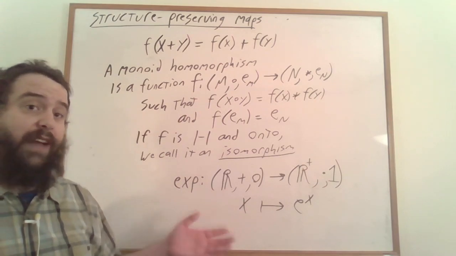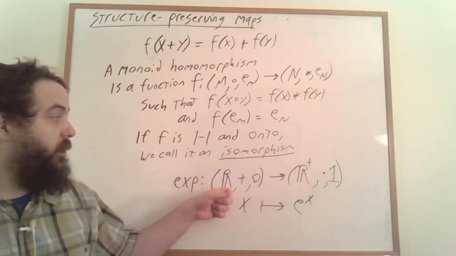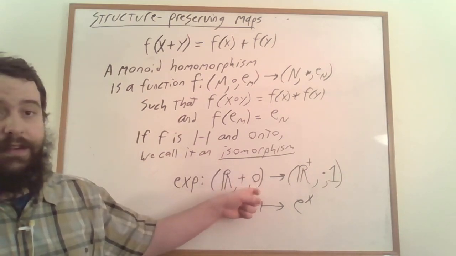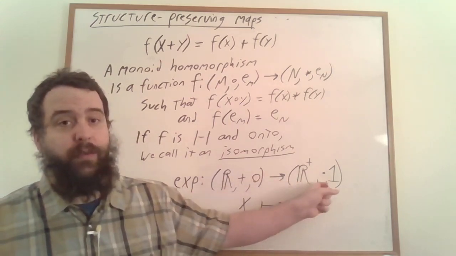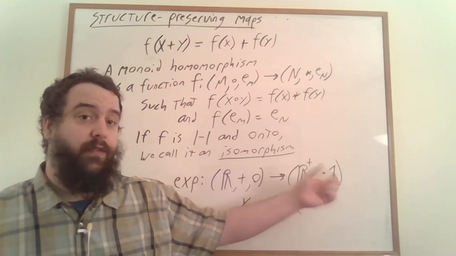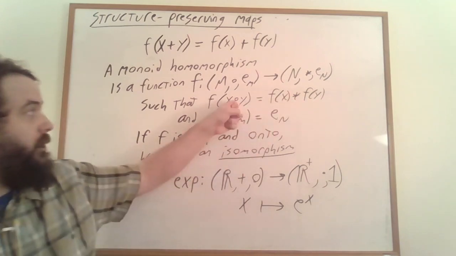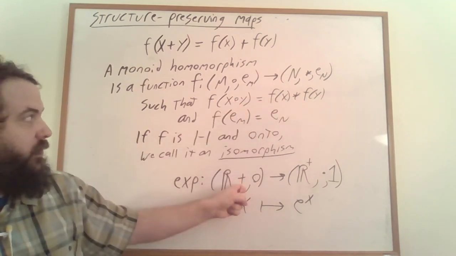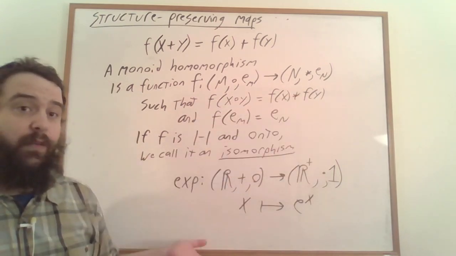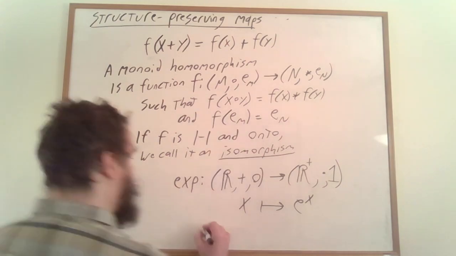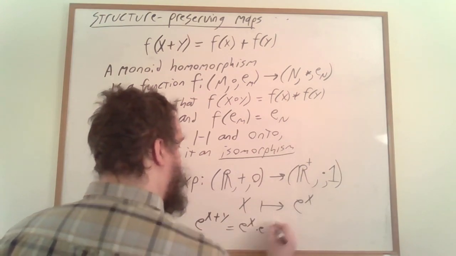The function f of x equals e to the x is an isomorphism between the monoid, which is the real numbers under addition, of course the identity element there is 0, to the monoid of positive real numbers under multiplication, and the identity element there is of course 1. You can check that when we translate this equation here so that it uses the operation of the first structure here and the operation of the second structure here, we get the basic rule of exponents, that e to the x plus y is equal to e to the x times e to the y.